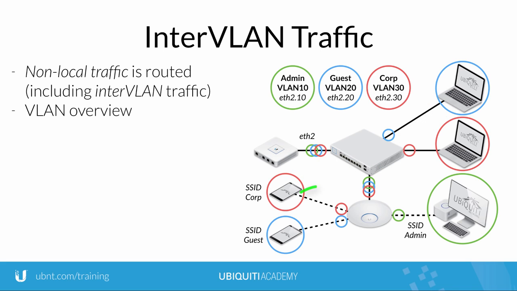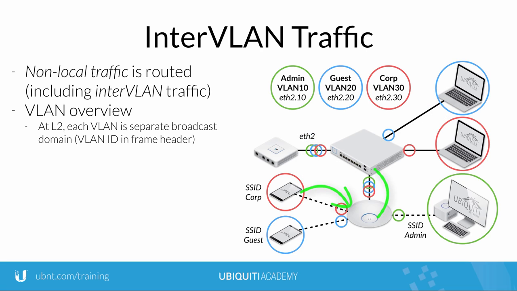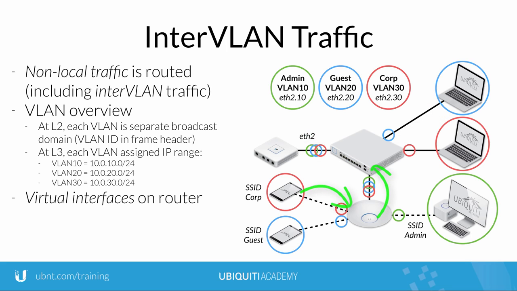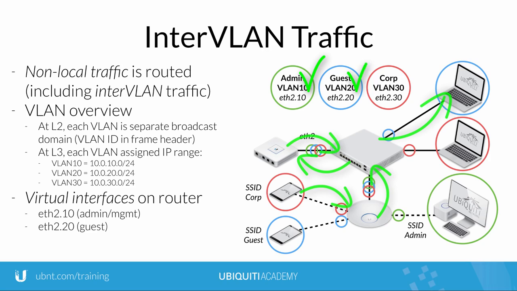To clarify, inter-VLAN traffic must be routed for 2 reasons. At Layer 2, each VLAN represents a separate broadcast domain, while at Layer 3, each VLAN receives a unique network IP range. Similar to how switch ports and access point SSIDs receive PVIDs, a router can be configured with virtual interfaces to participate in a virtual LAN.